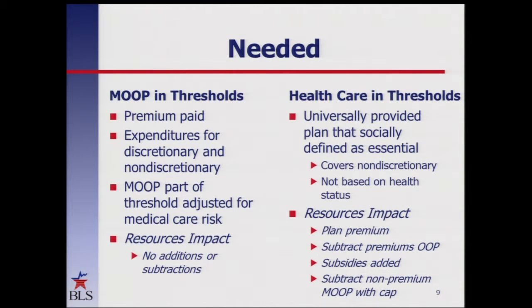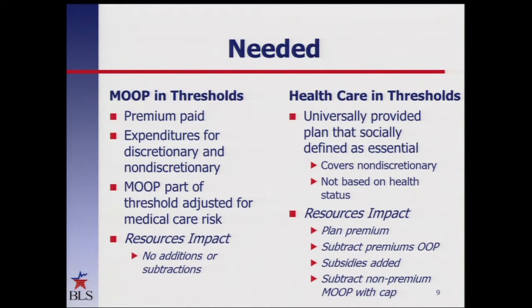Okay, so what kind of data do we need? If we've got MOOP in the thresholds, we need premium paid and expenditures for discretionary and non-discretionary items. We don't ask in the expenditure survey, and neither does the Census Bureau in the CPS, whether an expenditure is discretionary or non-discretionary. The MOOP part of the threshold, as I said, is adjusted by the medical risk index, so we have to come up with a medical risk index as well. And again, no impact on resources.